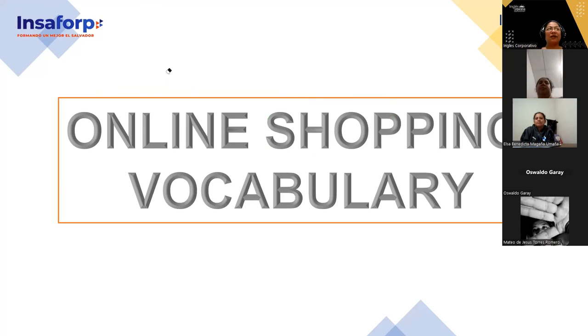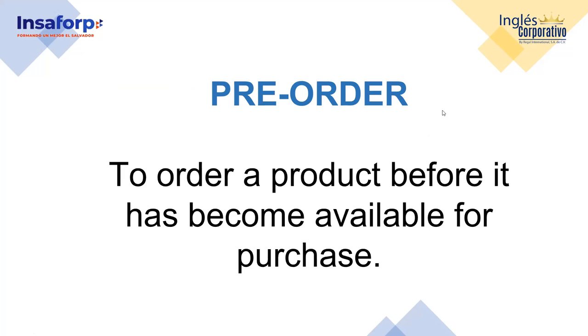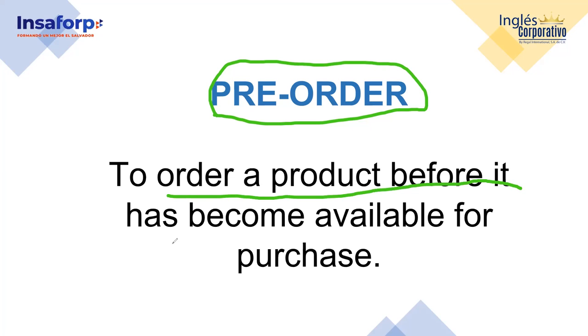Let's see. What vocabulary can we have online? We can have the vocabulary pre-order. This is mainly done, I have heard this term with the new phones. Have you heard that? When they have a new phone, for example, the iPhones, they have like a pre-order. It means that we order a product before it has become available for purchase.